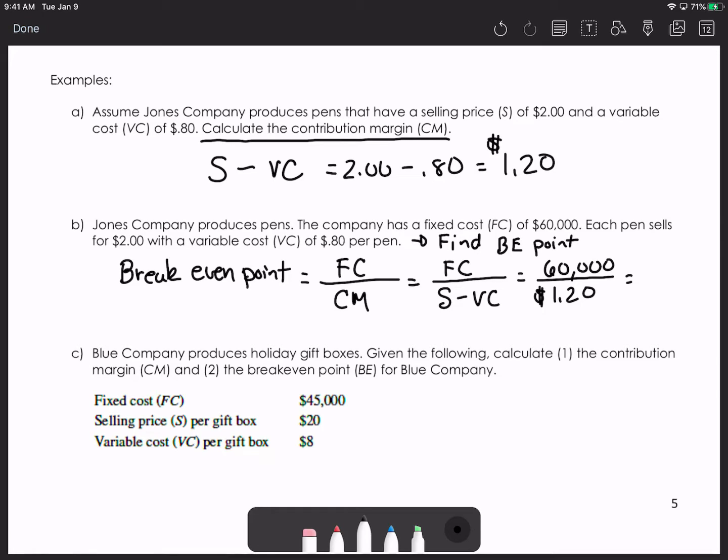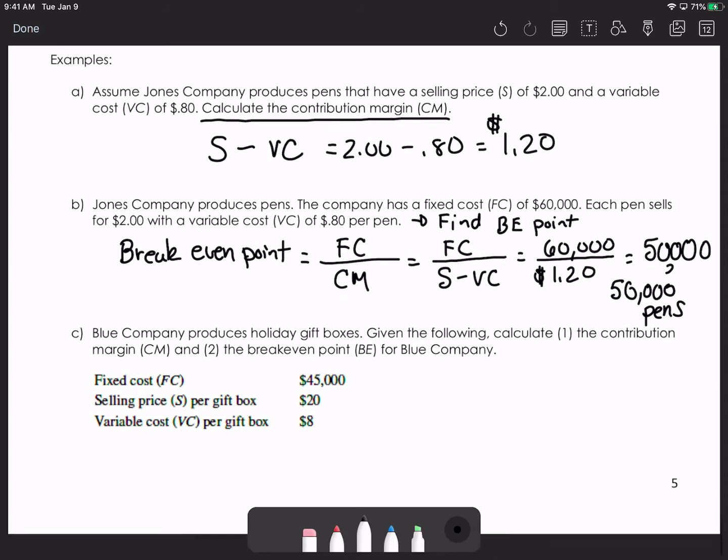And I'm going to take 60,000 and I'm going to divide by $1.20, which is going to give me 50,000. Which means my break-even point is 50,000 pens. So after I make and sell 50,000 pens, I would have covered my costs. And then after that point, I'm either going to start making money or start losing money. Hopefully, we're going to be making money.